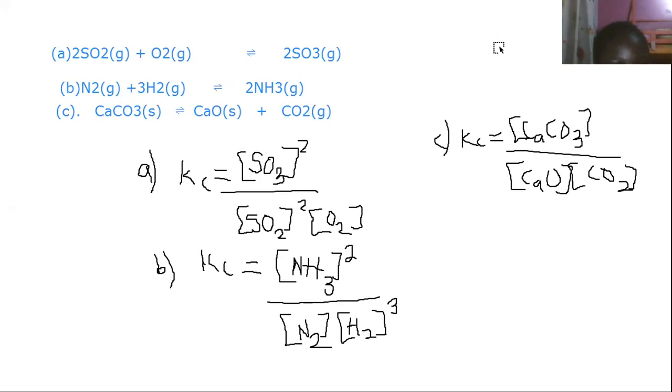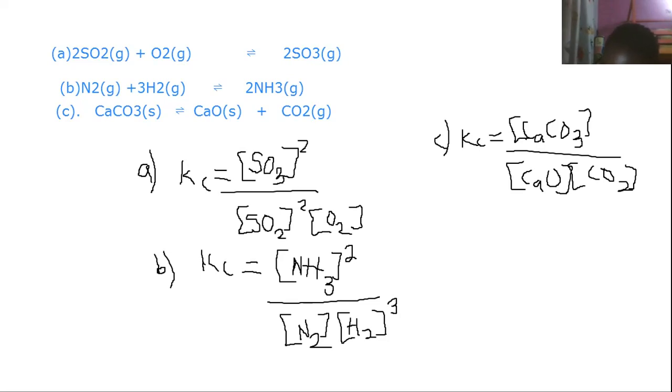We are almost done, but I think there's one more thing. Okay, now one thing is what's the importance of equilibrium constant? Please just write importance of equilibrium constant. Number one, it determines the yield of chemical reaction at equilibrium.